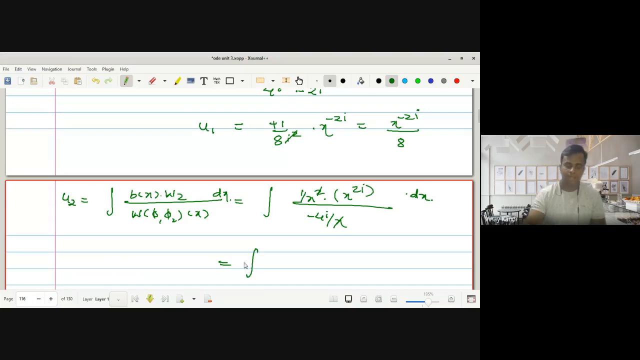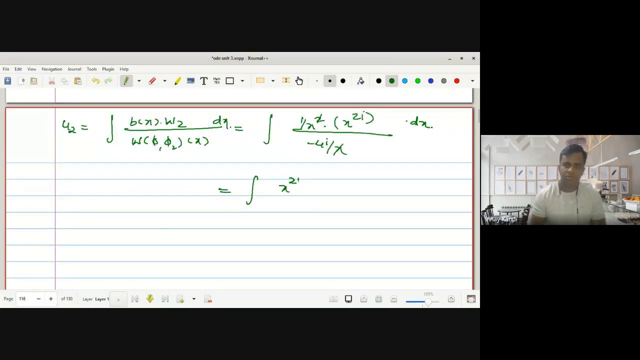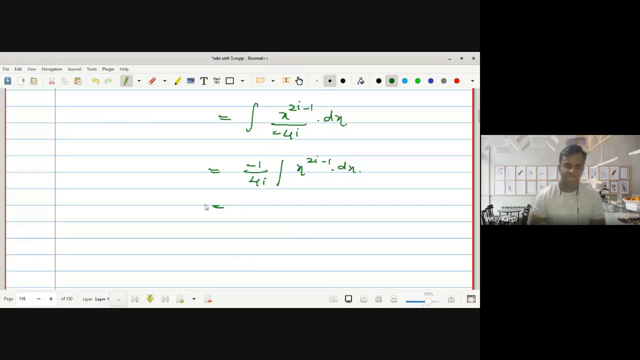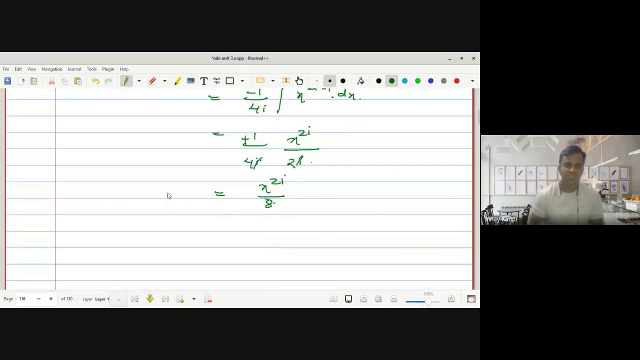Okay, integration of x raised to 2i minus 1 upon x is x raised to 2i minus 1 upon minus 4i into dx, which is equal to minus 1 upon 4i integration of x raised to 2i minus 1 into dx, which is equal to minus 1 upon 4i, x raised to 2i minus 1 plus 1 is x raised to 2i, here 2i. So the i and minus give plus. So here x raised to 2i upon 8. So this is the value of u2.